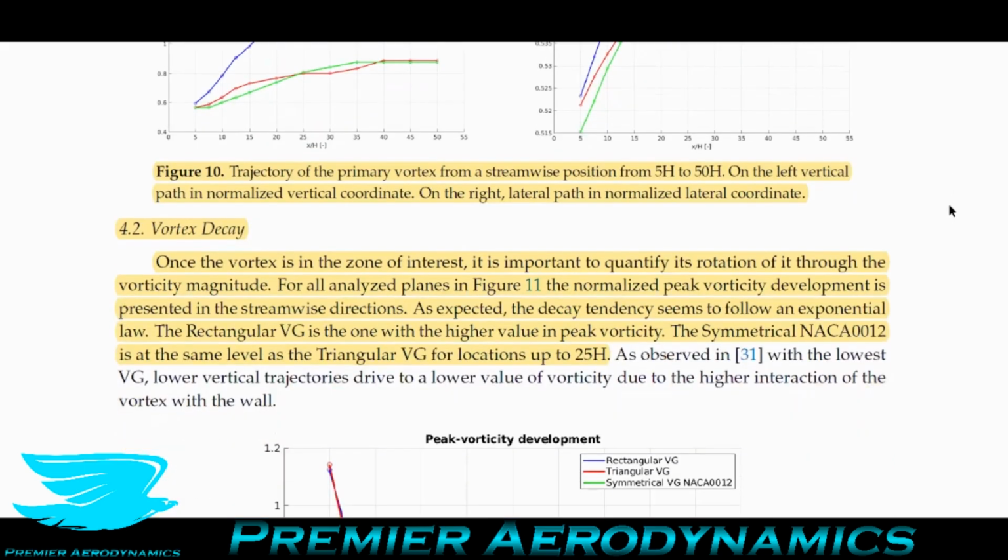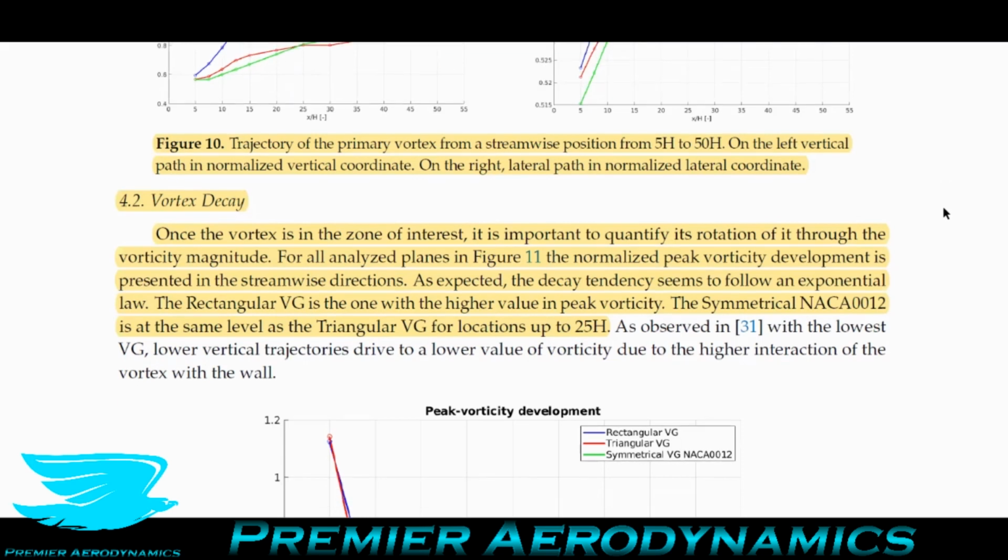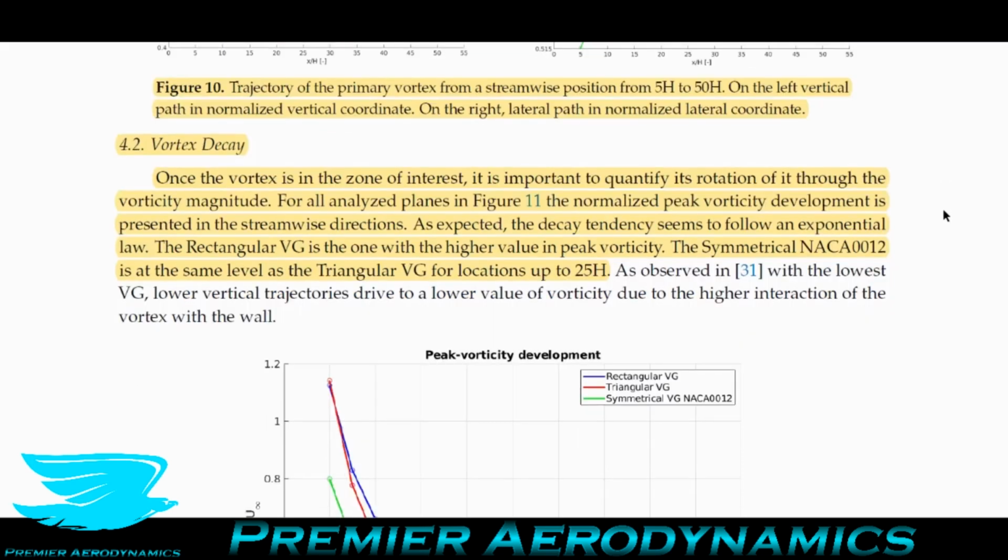So with any vortex that's produced anywhere, as it moves away from whatever it is producing it, it will start to decay. There are a whole bunch of different reasons, but depending on what the vortex is, it can go through stretching and annihilation with other vortices and so on. So looking at how these vortices decay as they go downstream. They say once the vortex is in the zone of interest, it's important to quantify its rotation through the vorticity magnitude for all analyzed planes.